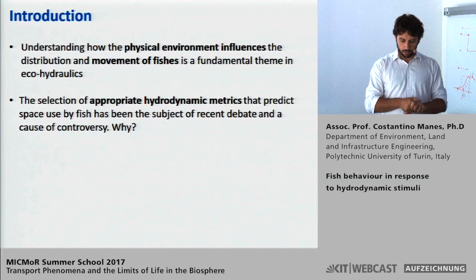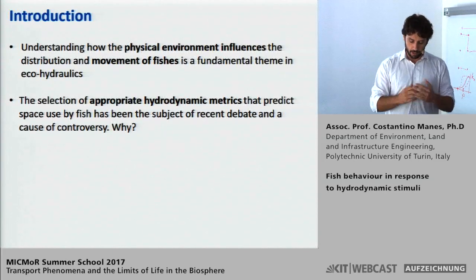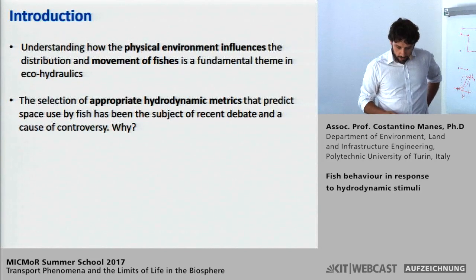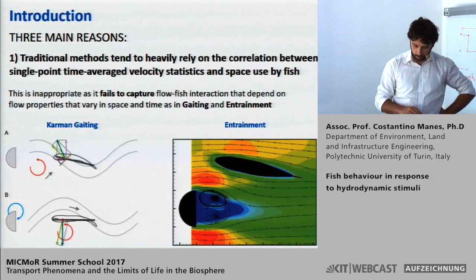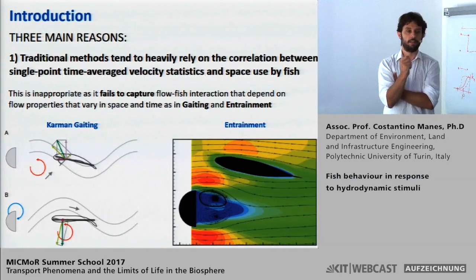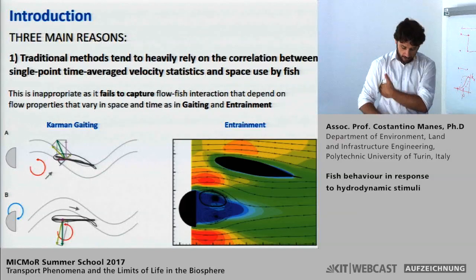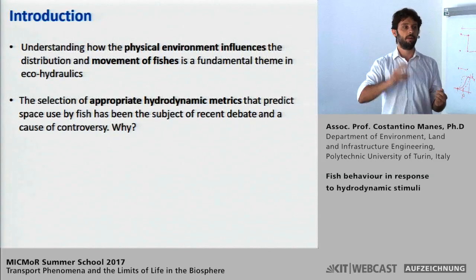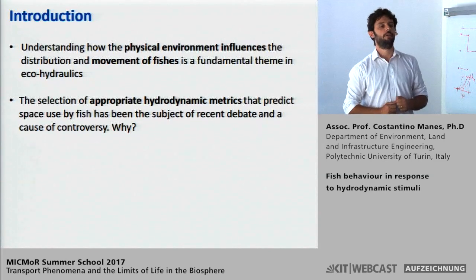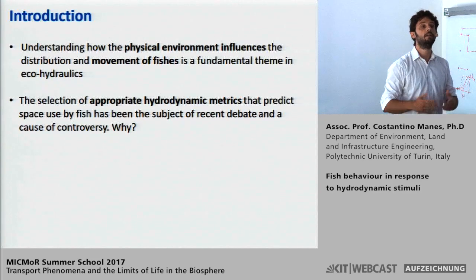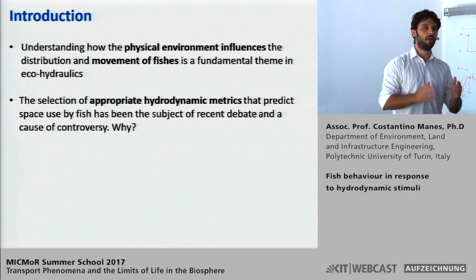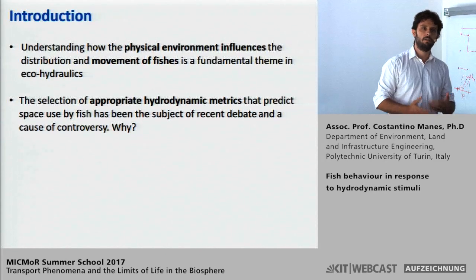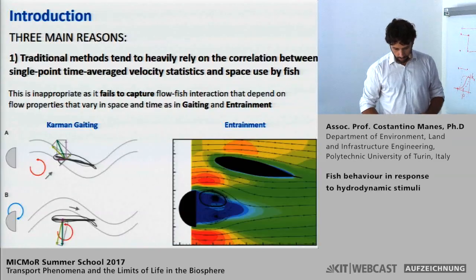Choosing the appropriate hydrodynamic metric to describe the habitat and its suitability has been the subject of controversy. When I say that there is a controversy, I'm saying that there are conflicting results in the literature. For example, some people say fish like to stay in highly turbulent waters. Some others say no, they like to stay in calm waters. Why? Are they looking for food? Are they resting? What's going on?